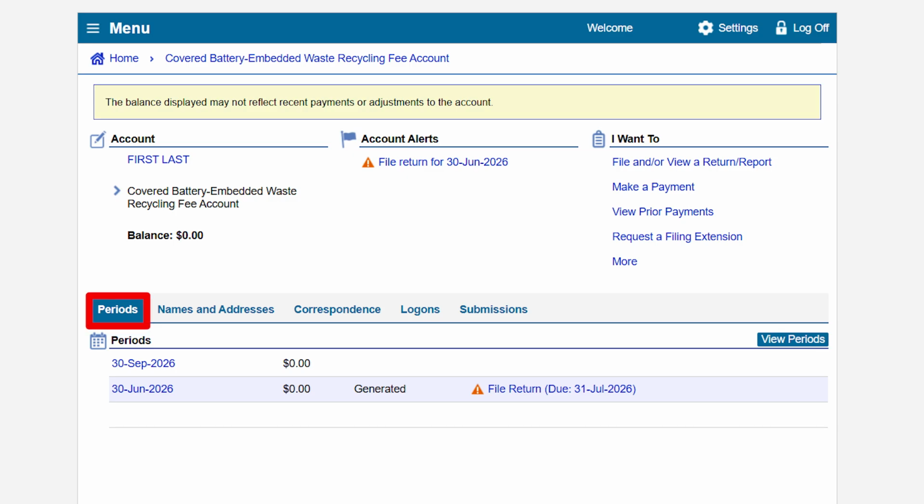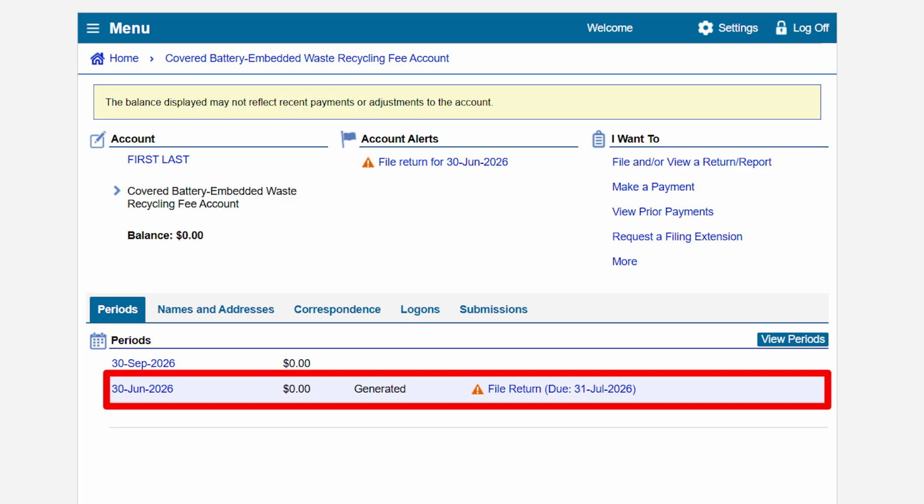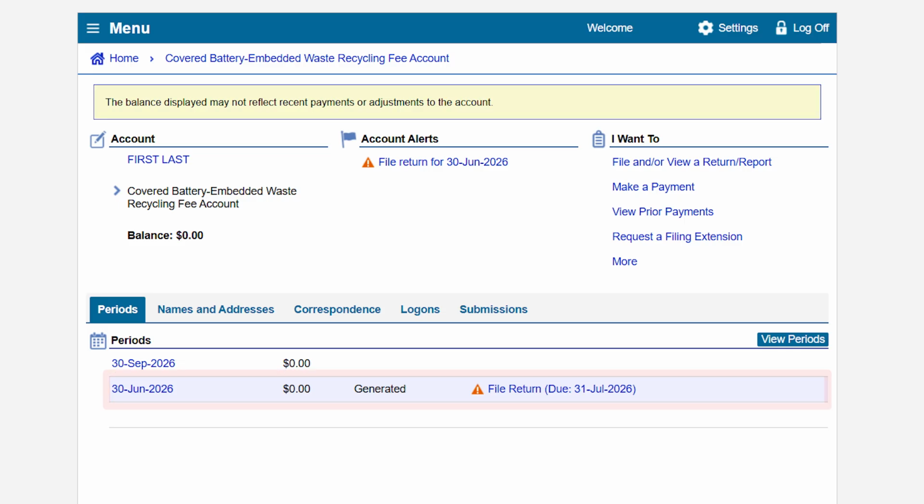Under the Periods tab, click on the File Return hyperlink next to the return period for which you would like to file. In our example, we will file for the period of April 1st through June 30th, 2026, which is displayed by its return end date of July 31st, 2026. Click on the File Return hyperlink.